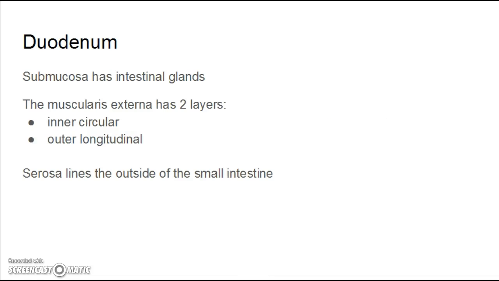The submucosa has some intestinal glands. Those are going to make some secretions out onto the surface. And the muscularis externa has two layers, an inner circular and outer longitudinal. And on the outside there will be a serosa.